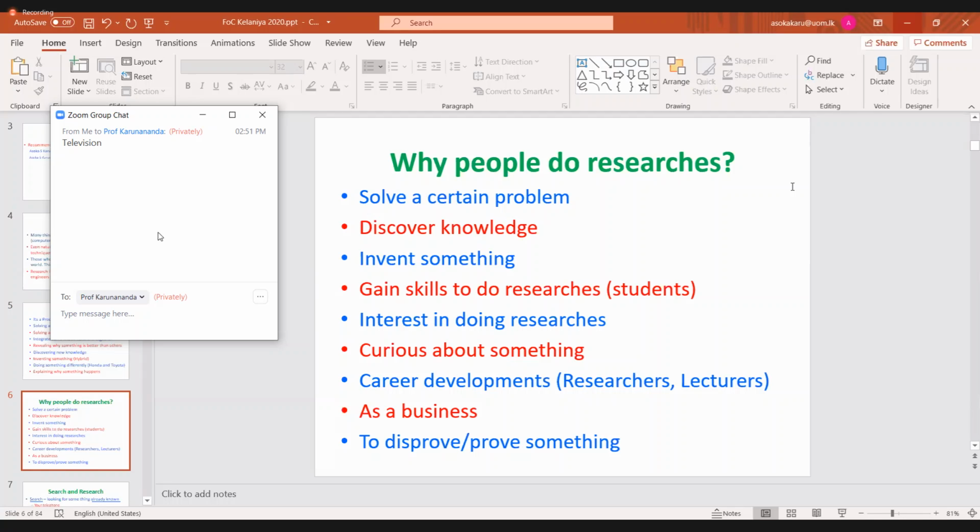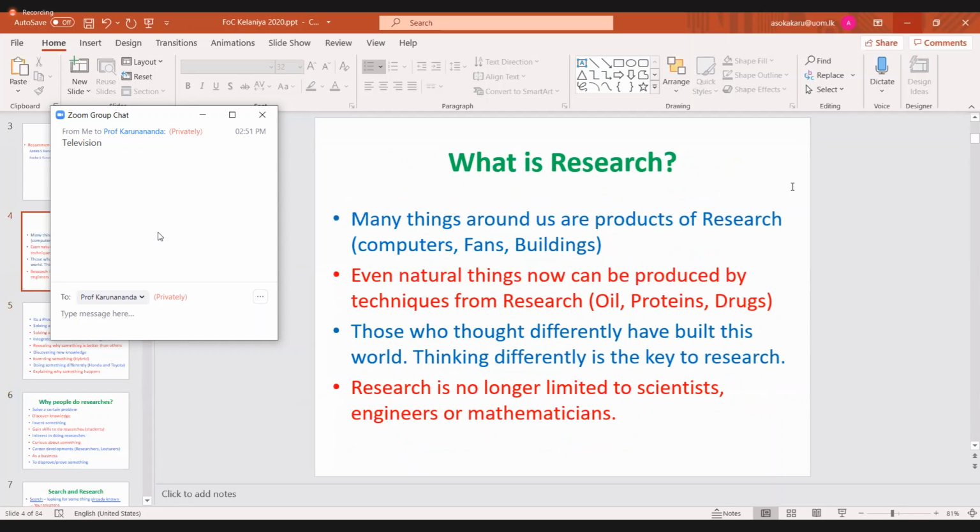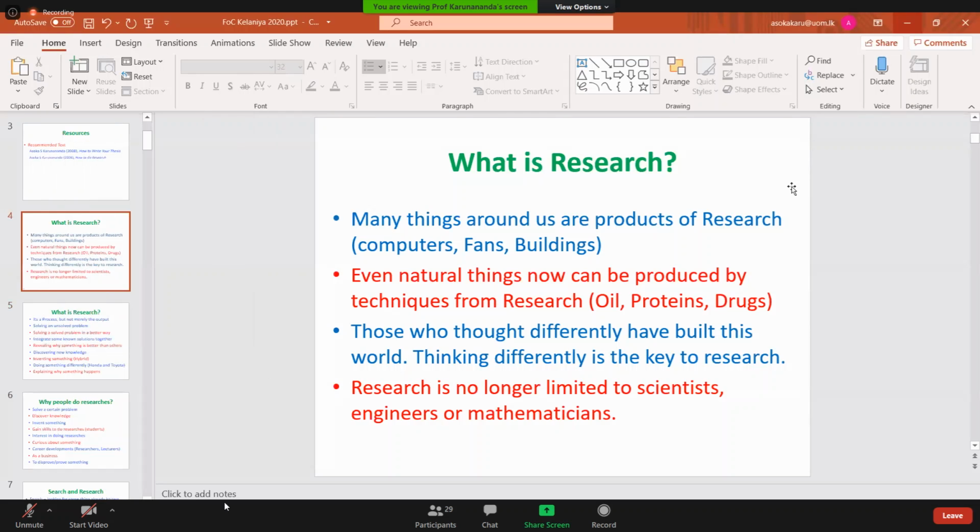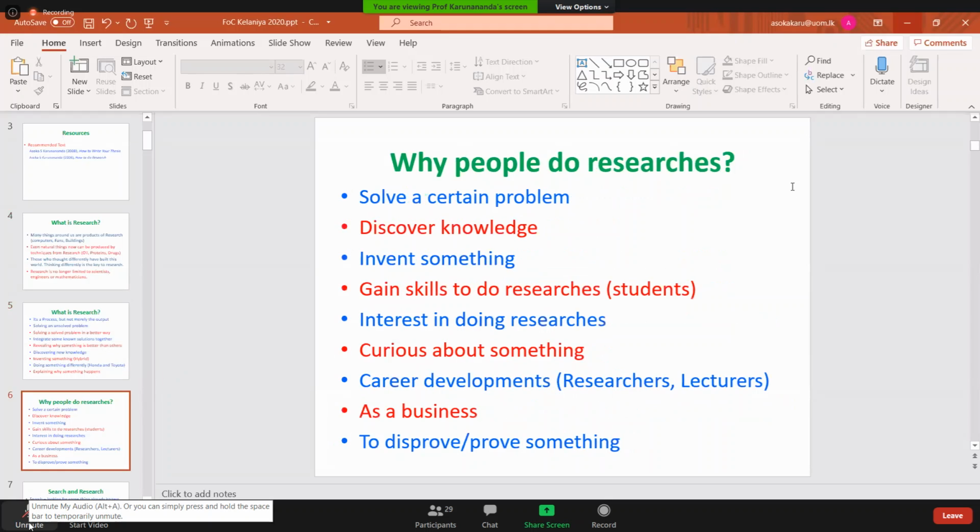Then the next point. So far, we were talking about what research is. With those, you get some idea about research. Research is doing this kind of work, that kind of work, and so on. Then, why do people do research? It's an important slide actually.